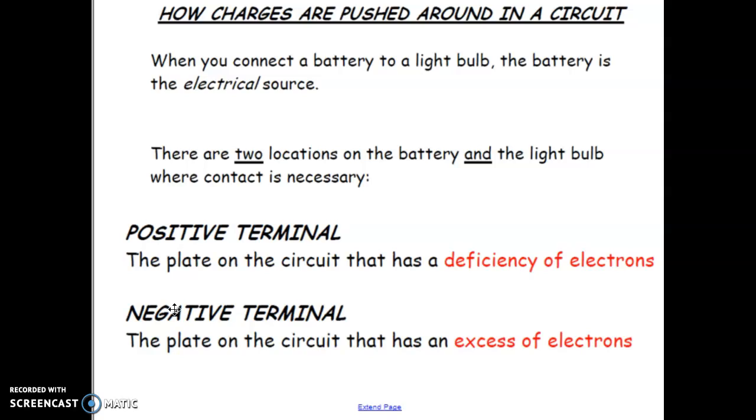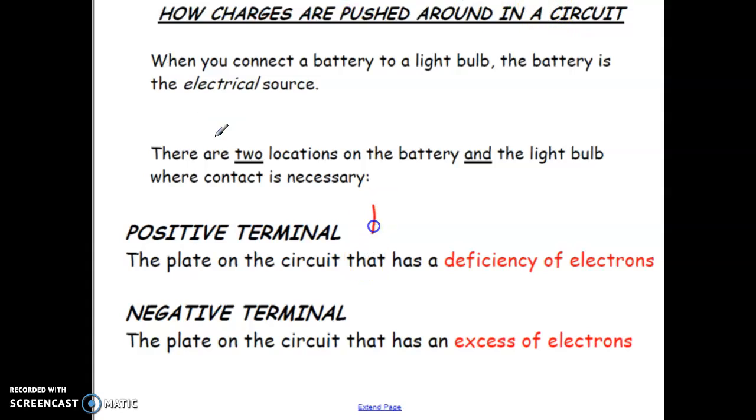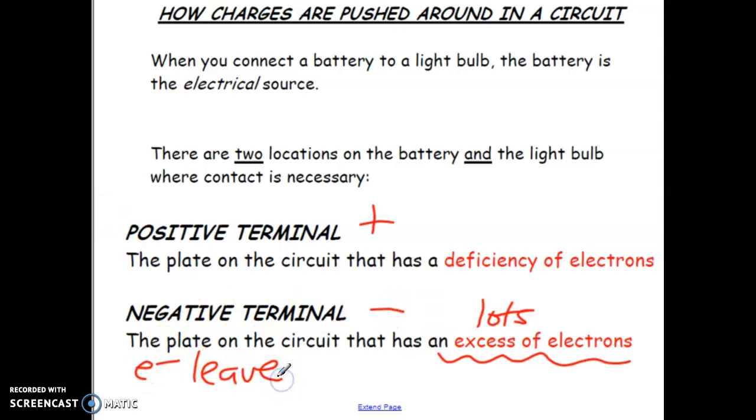There are two locations on the battery, like we mentioned. We have the positive terminal and we have the negative terminal, right? The negative terminal always has the excess of electrons. Essentially what this means is there are lots of electrons found at the negative terminal. This is actually where the electrons leave the battery.